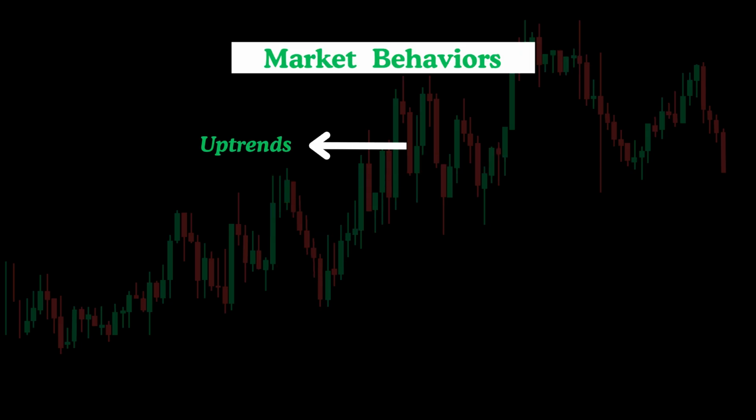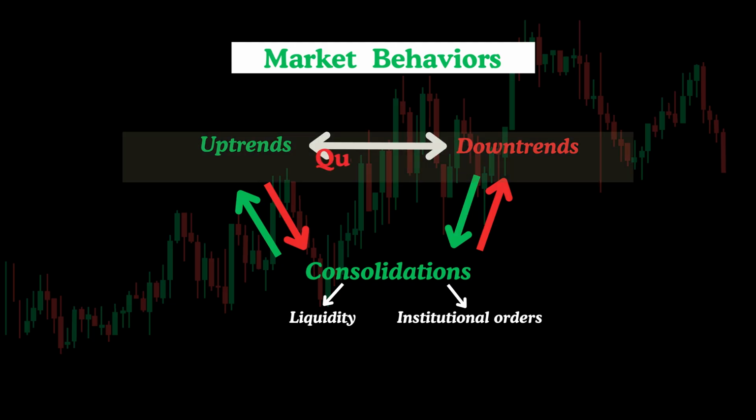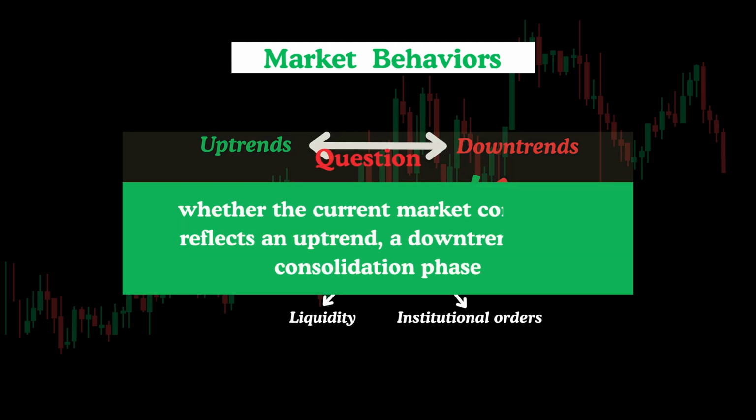Think of it like a constant cycle where price moves through downtrends, uptrends, and consolidation zones that gather liquidity and institutional positions. Typically, price must consolidate between directional moves, whether transitioning from an uptrend to a downtrend or the other way around. The very first thing to ask yourself when opening your charts is whether the current market condition reflects an uptrend, a downtrend, or a consolidation phase. This is critical for building a reliable market outlook.